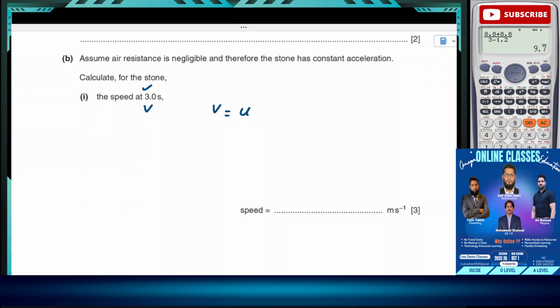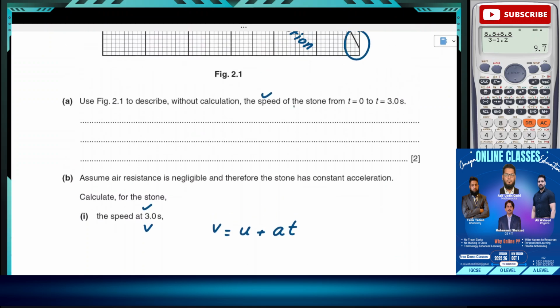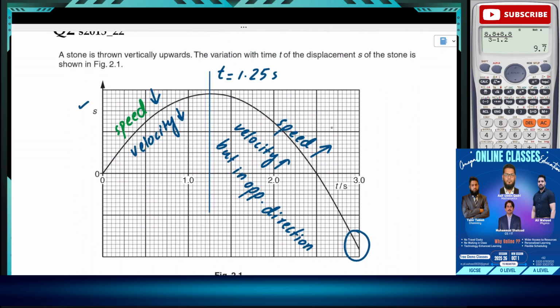The speed at a certain instant of time, I'm going to call the final speed. If you remember the very famous equation, v equals u plus at. But then the question is, how do we find u? What is the initial velocity here? We don't have the values of velocity. I don't know the velocity. The velocity at 3.0, this one needs to be found out.